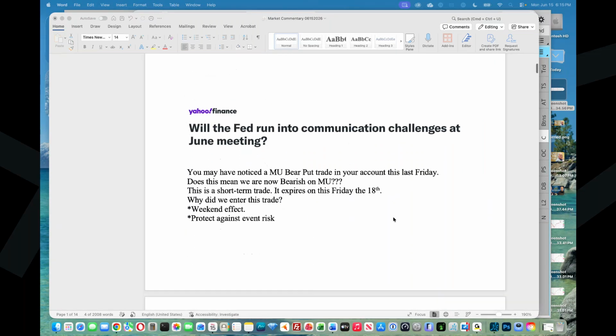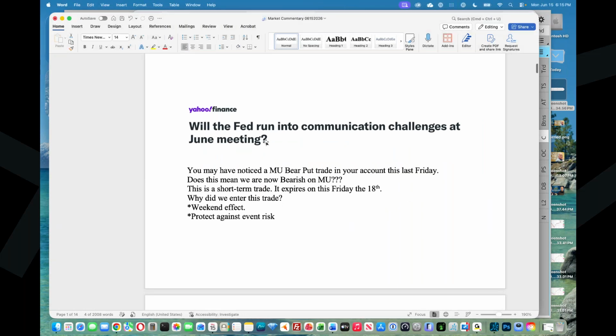This headline right here speaks about the Fed meeting: will the Fed run into communication challenges at the June meeting? We have a Fed chair being put into position because Trump wants him to lower rates. If he can get the rest of the committee to lower rates, that will be inflationary. I'm confident that if they lower rates, or say they're going to continue the rate lowering pattern, our market will react by rocketing higher.